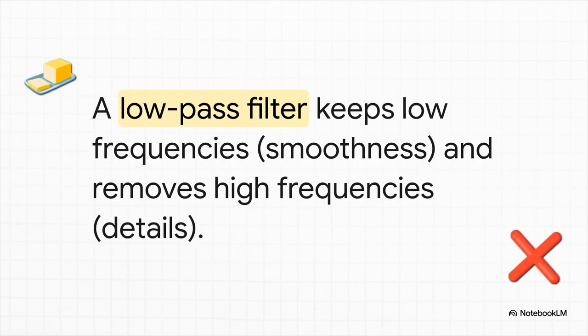So let's say we want to blur an image. Okay, using our audio analogy, that's like turning the treble way down on a song, making it sound all muffled and bassy. To do this with an image, we use what's called a low-pass filter.